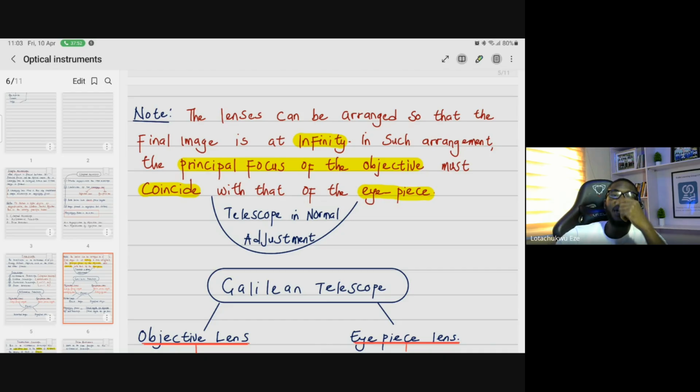Remember what we learned during the reflection of light in a plane mirror and the refraction of light when we did lenses. You saw that once you place the object at the principal focus, the image is formed at infinity. At any point where we place an object at the principal focus, or at the focal length, the image is formed at infinity. So for a telescope, we say that telescope is in normal adjustment. At normal adjustment, the object is placed at the principal focus, and the image will be formed at infinity.